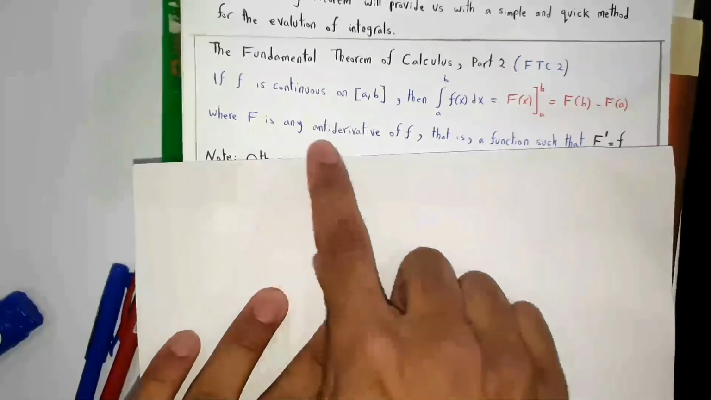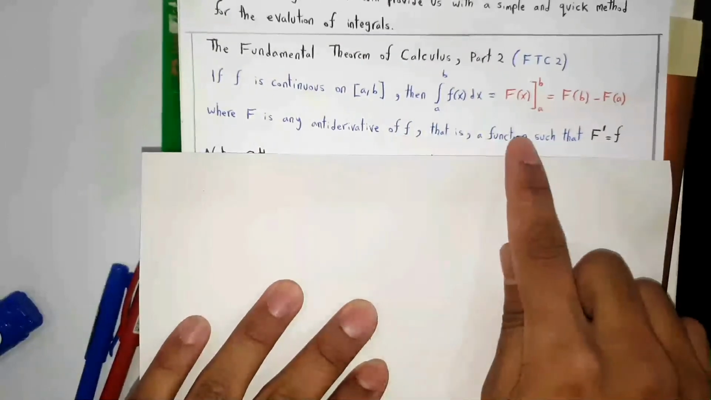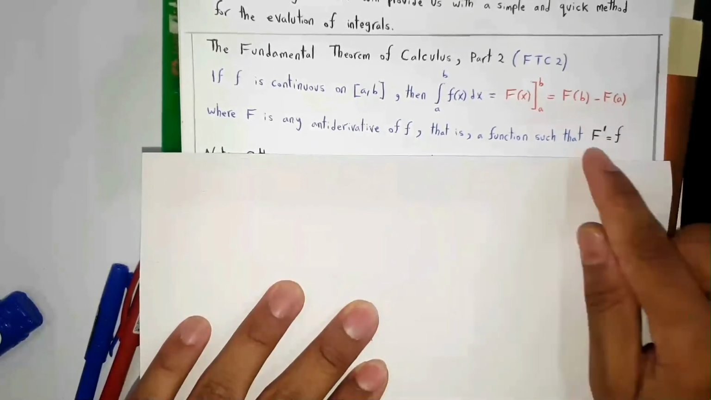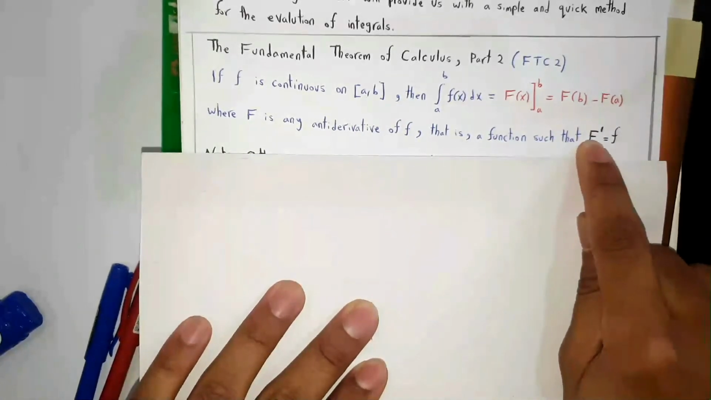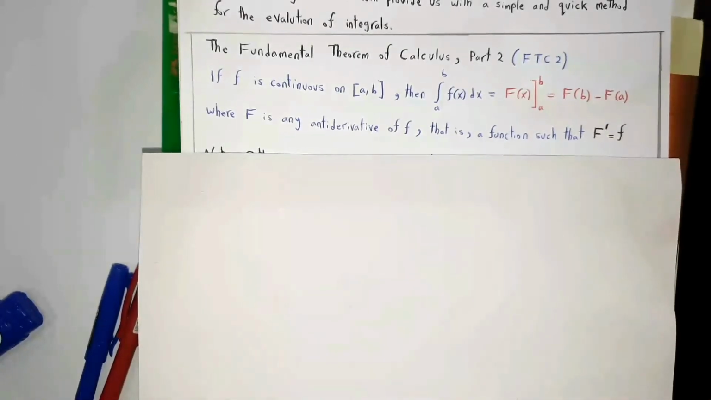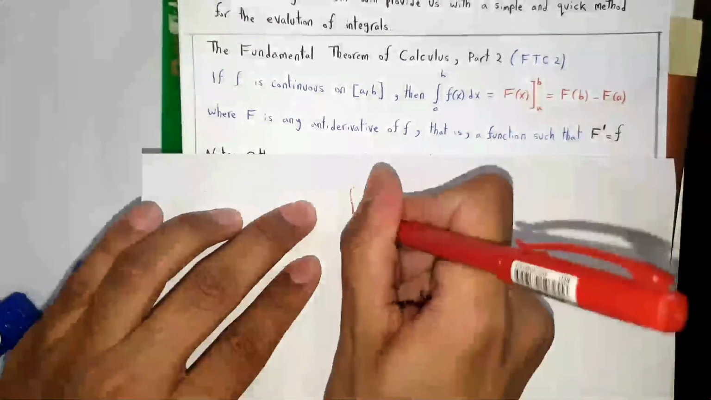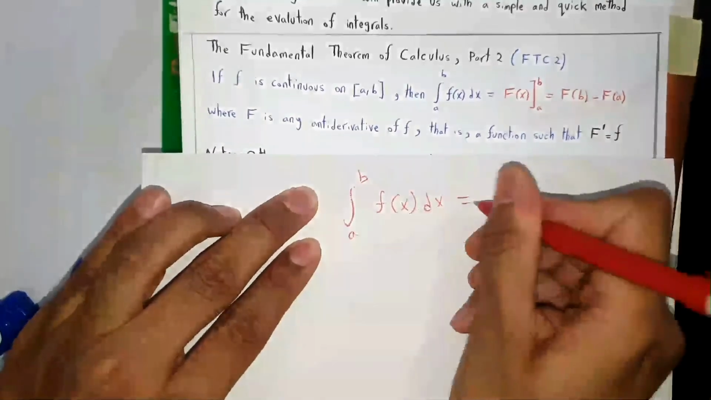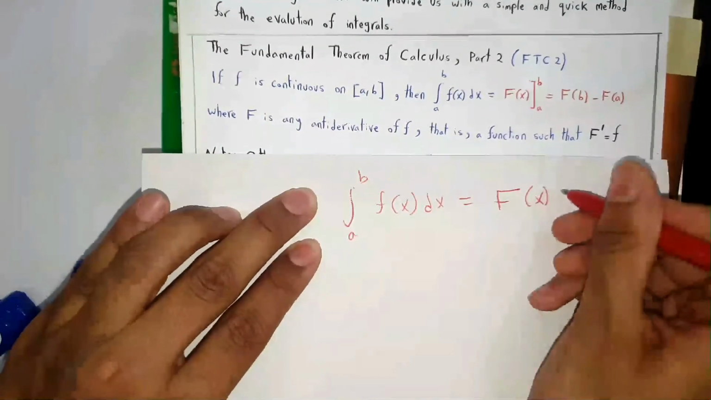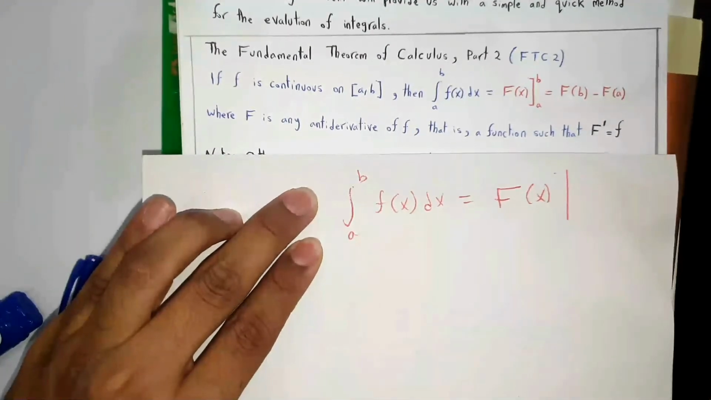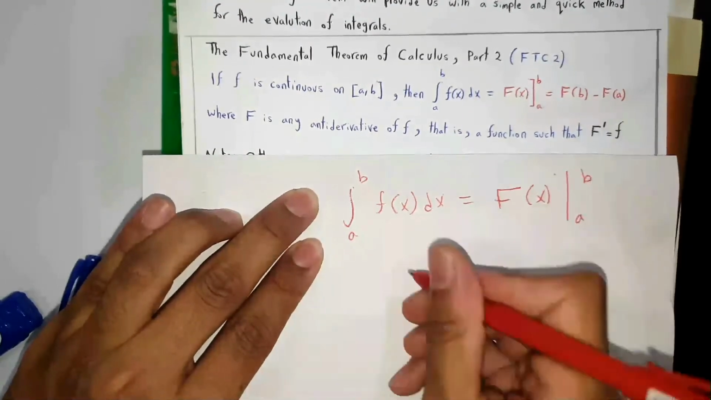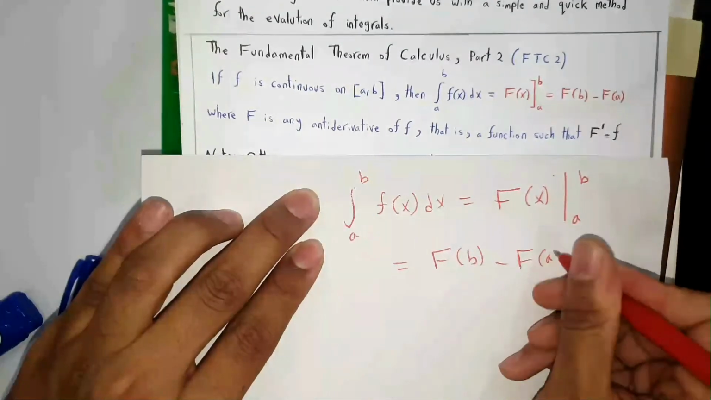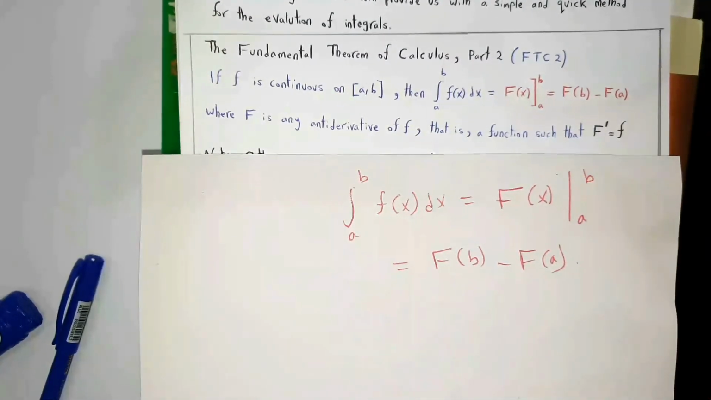As I said, capital F is an antiderivative of f. And this means that if you differentiate capital F, you get back to f, i.e., if you differentiate the antiderivative, you will get back to the original function. This is very important, so I will repeat it again here. The integral from a to b of f of x dx is given by capital F of x, and you can use this notation from a to b. You evaluate at the endpoints, which is F of b minus F of a. This result is wonderful, ya shabab.